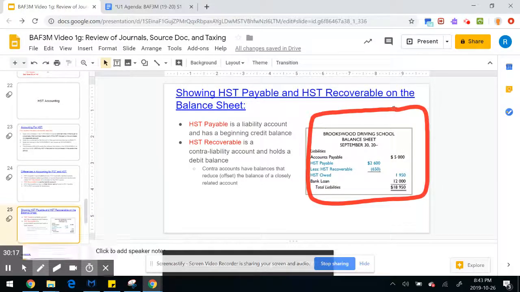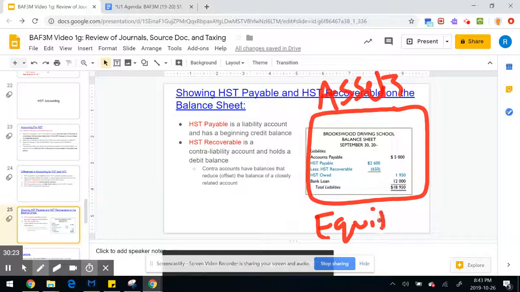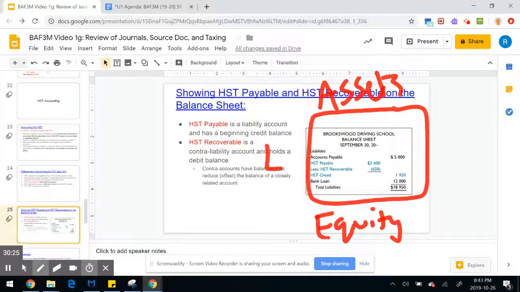So I want you to imagine here a balance sheet. If it helps, imagine assets up here and our equity section down here. And this is just the liability section in the middle. So you have normal liabilities like accounts payable, like bank loan, maybe mortgage payable could be below as well. And then you have this account called HST payable, right? Because at any given point we may owe the government some money from all the taxes we've collected that we haven't got a chance to pay them back yet, because maybe we only pay them back once a month, we always have to list that as a liability.